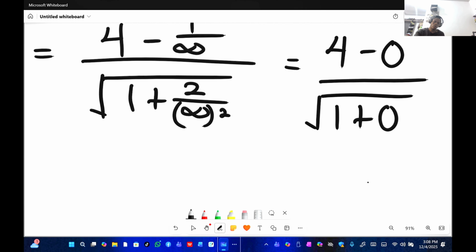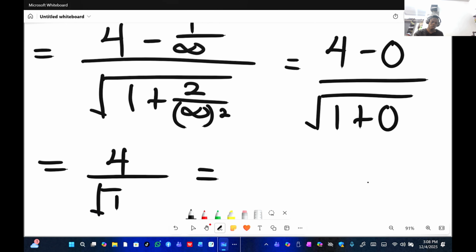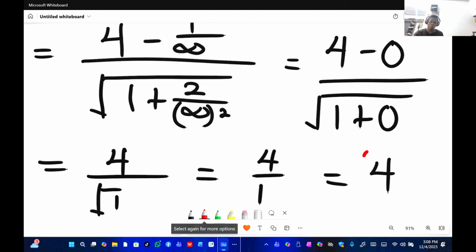All right, so we continue to evaluate. 4 minus 0 will give us 4. Then we divide it by the square root of 1. Square root of 1 is 1. That will be 4 divided by 1, and the result becomes 4. So this becomes the result for the limit of the function as its input approaches positive infinity.